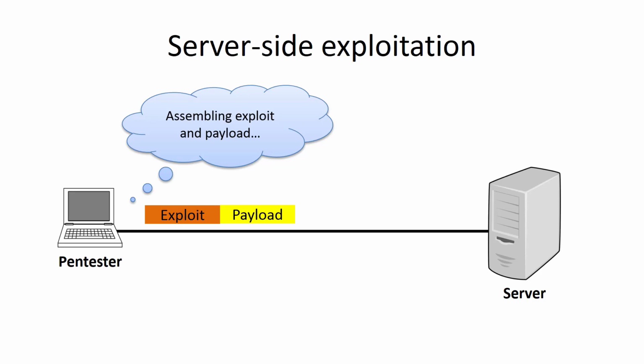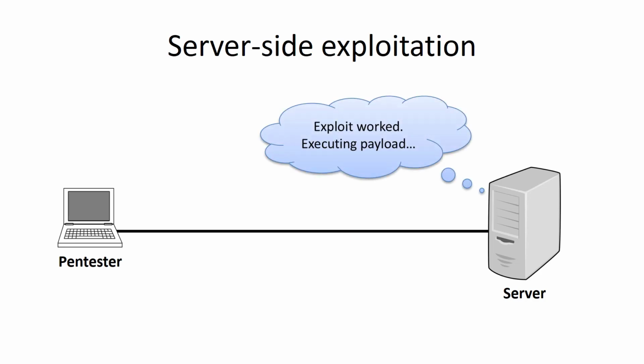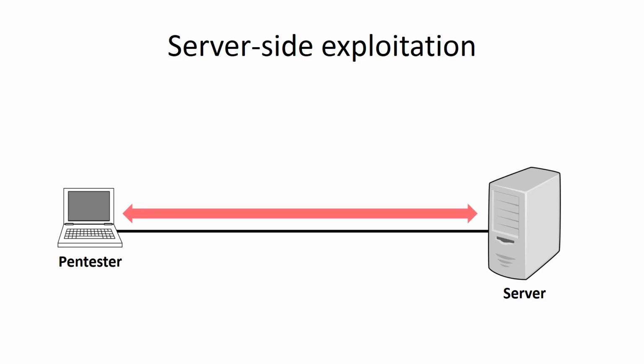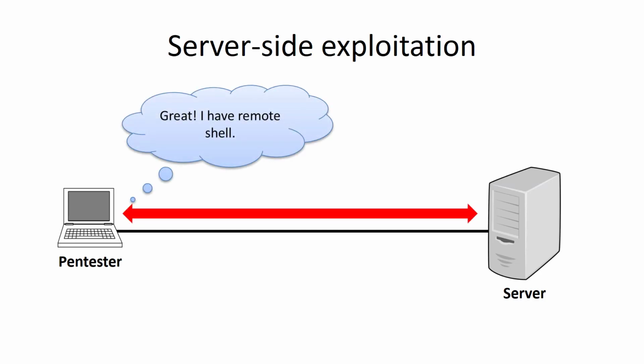When we have the exploit and payload, Metasploit assembles both parts and sends them to the remote system. On the server, the exploit starts working and executes the payload. In our case, as the payload, we use a shellcode, which creates a communication channel between the server and the laptop of the pen tester. From this moment, the pen tester is able to manage the remote web server. The attack was successful. It was a server-side exploitation.